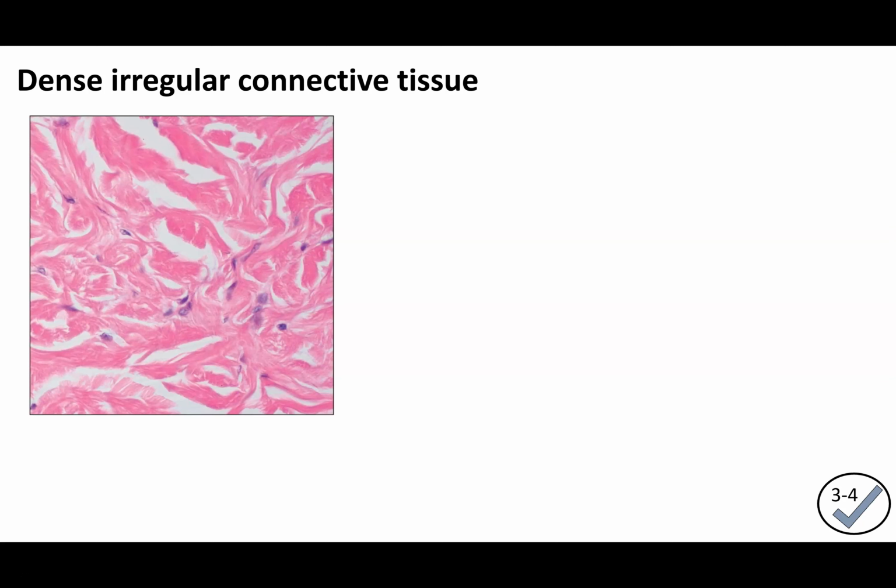Now we're going to move on to our dense connective tissues. And you can tell they're dense because it has the word dense in it. This is dense irregular connective tissue. Here, all this pink here are all the collagen fibers bundled up together. We have a lot of collagen fibers that are kind of bundled up. It creates all these kind of pink hues here.